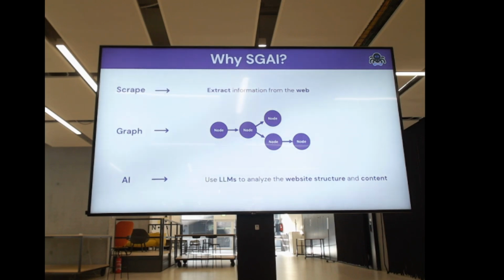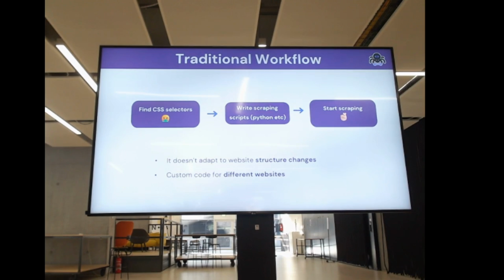So this is the traditional workflow. You need to find CSS selectors inside the HTML, and you need to write your scripts in Python, JavaScript, whichever coding language you like, and then you start scraping, and then cross your fingers and hope that the day after it will still work. And it doesn't adapt to web structure changes, and also you need to code different scripts and modify your script over time, both if the structure changes and for different websites.